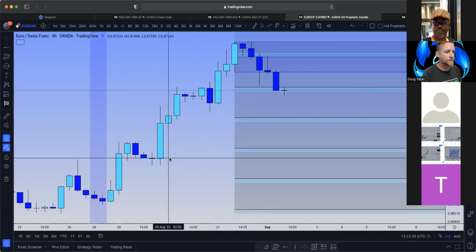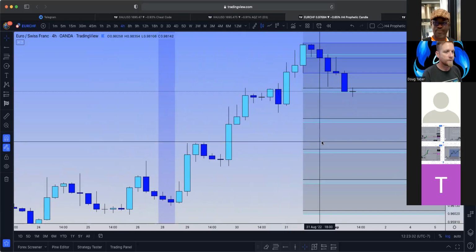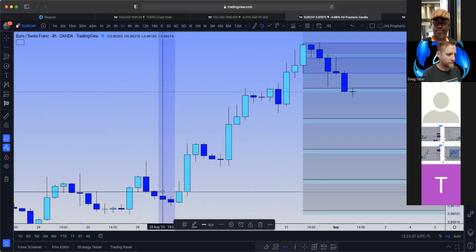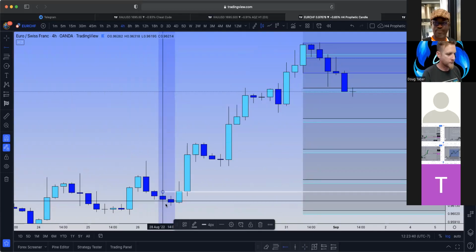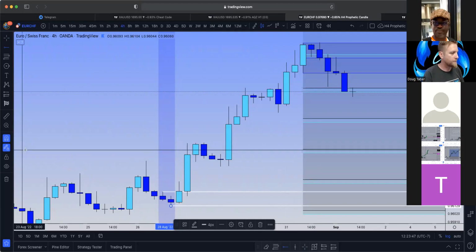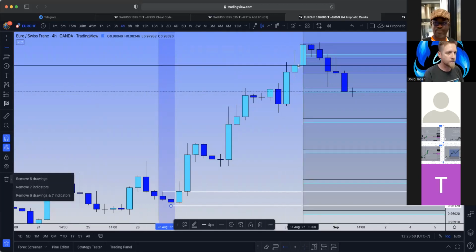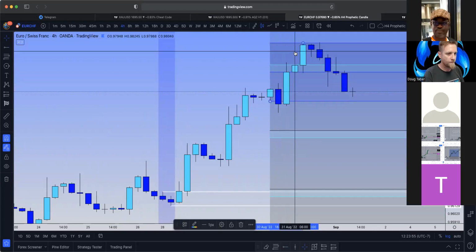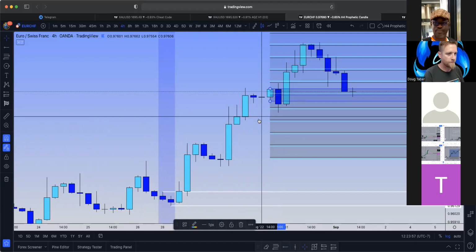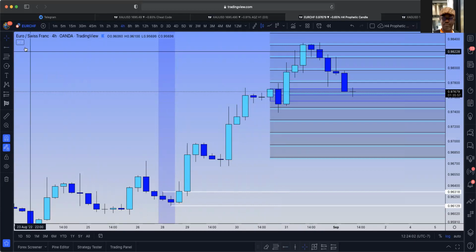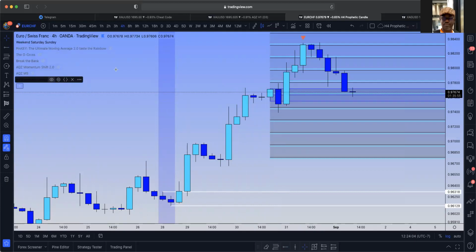Euro Swiss, prophetic candle confirmed. First 2 4-hour candlesticks. Price broke above. We're looking for sell opportunities. And I chose the wrong candle. Nope, I was right.